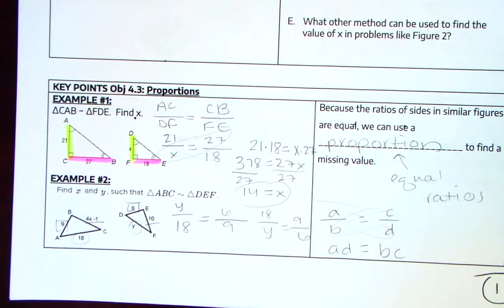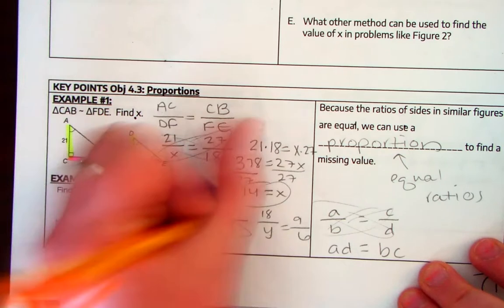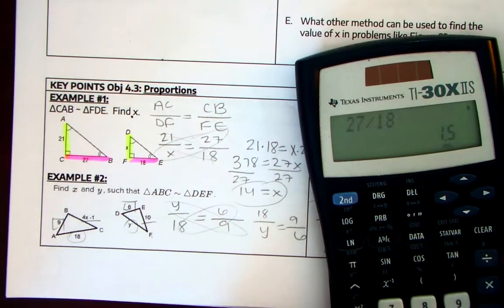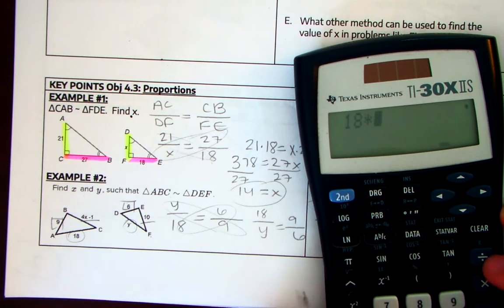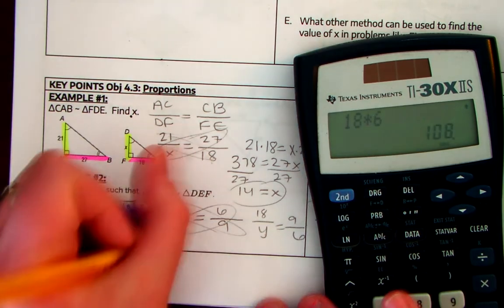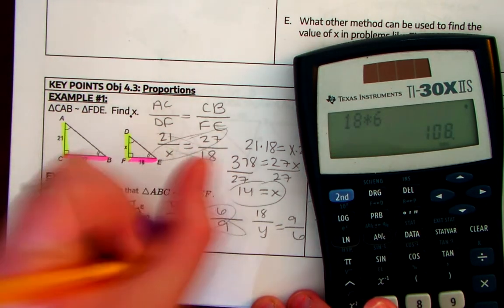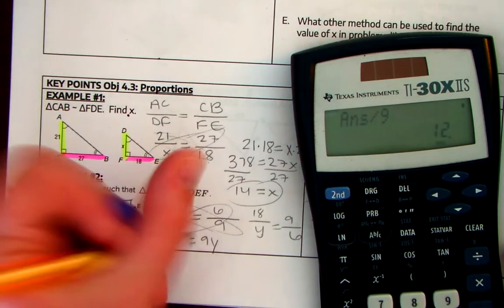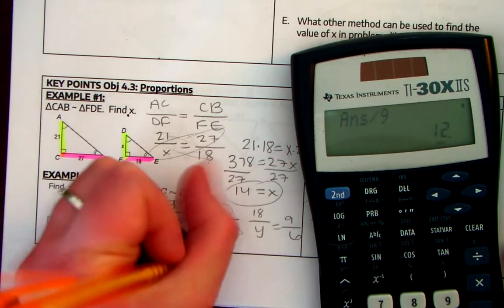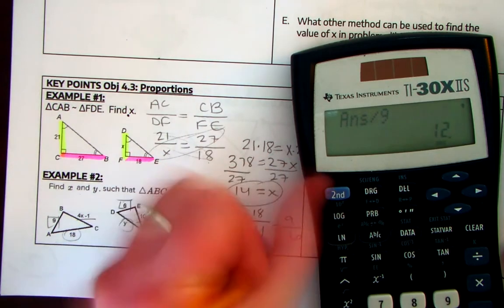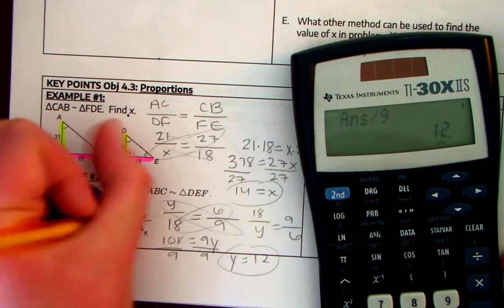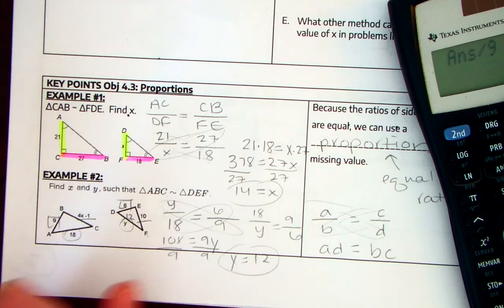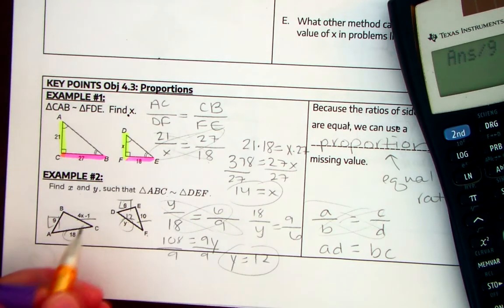Okay? So then I'm just going to cross multiply these, right? 18 times 6 is 108. It's going to equal 9 times y, 9y. So I'll divide by 9 and get y equals 12. If that helps, I'm just going to write it there. Okay? Cool. So now let me do the same thing to solve for x.